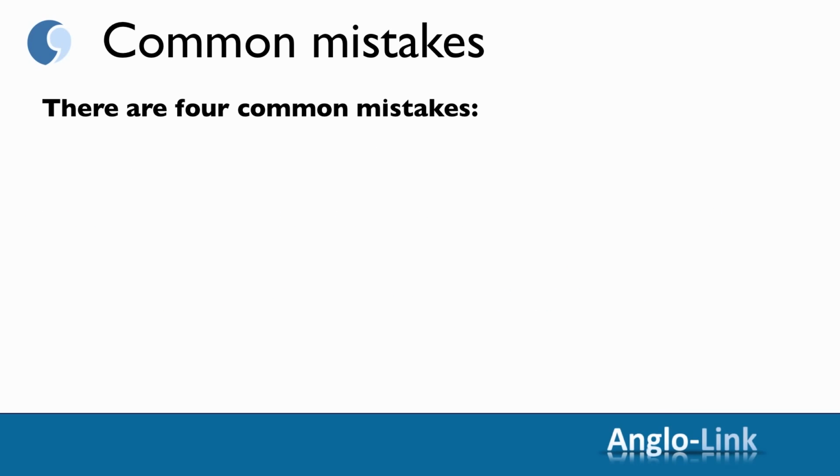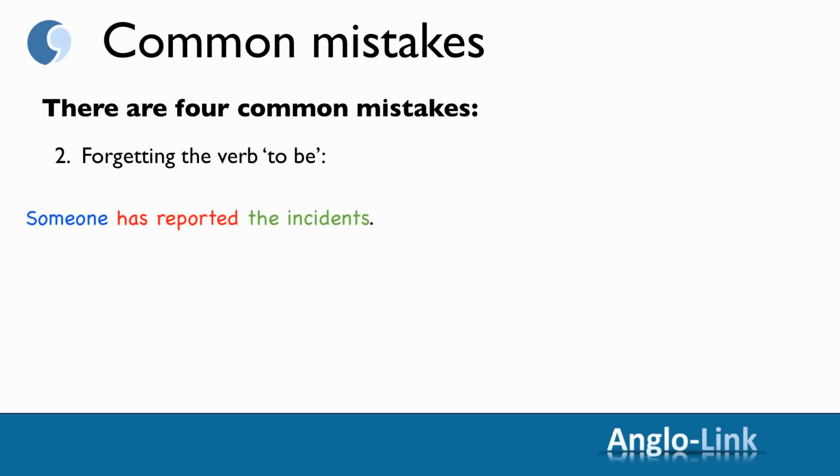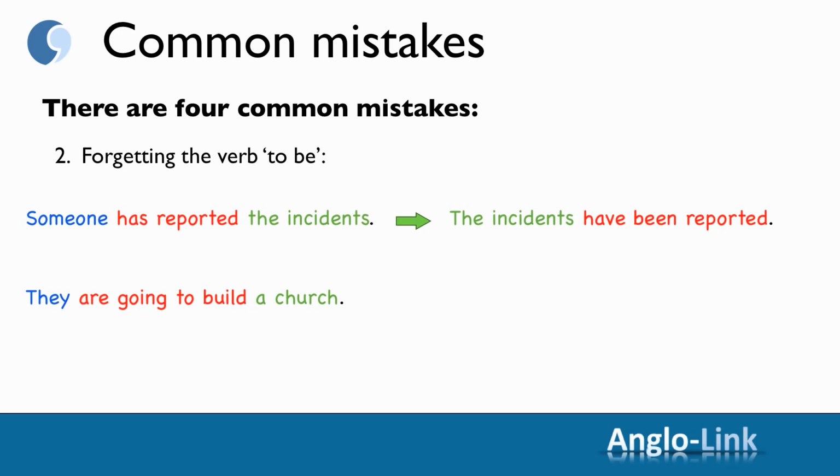Let's look at the second common mistake, which is forgetting the verb to be. Someone has reported the incidents. You may hear, the incidents have reported. The verb to be is missing. Let's add it. The incidents have been reported. They're going to build a church. A church is going to be built. The verb to be is missing. A church is going to be built.